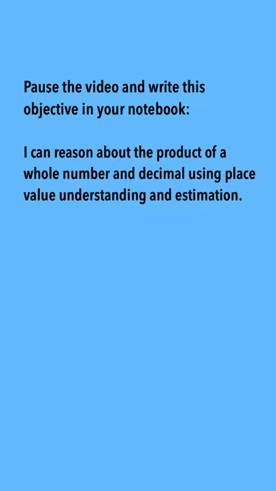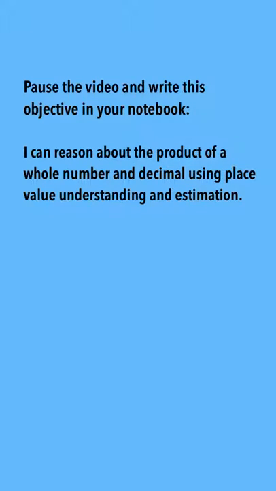Our objective today is very similar to what we've been working on for the past couple of days. We're going to reason about the product of a whole number and a decimal multiplication using place value understanding and estimation. So thinking about decimal multiplication, where do I put the decimal point? By thinking about what our estimate is and going back to that estimate and saying, does my answer make sense? Okay, so here we go.